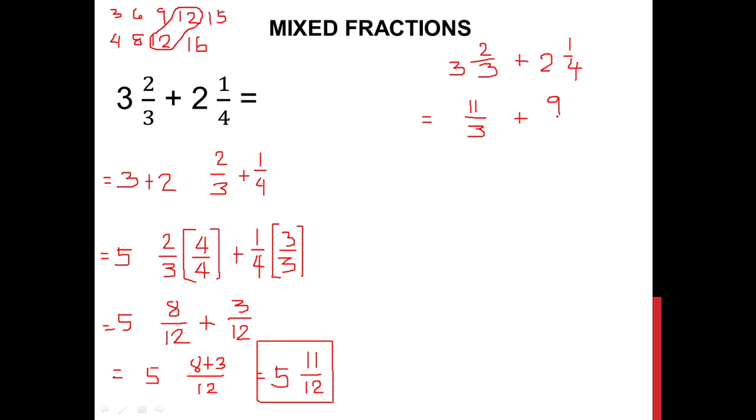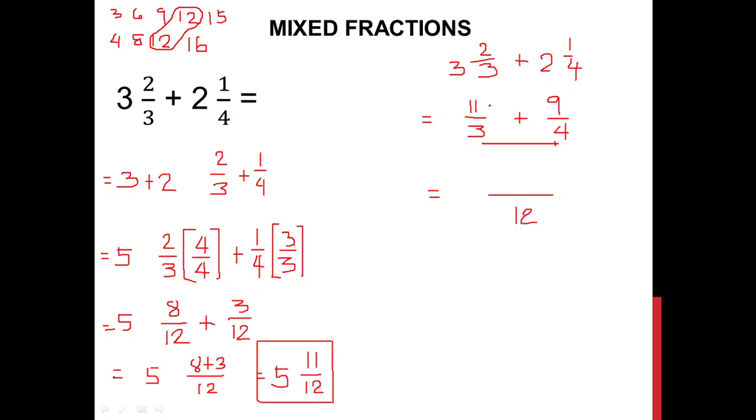So that's 3 times 3, 9, plus 2, you have 11 over 3, plus 2 times 4, 8, plus 1, 9 over 4. Now this time, I want to use the butterfly method here. So butterfly method, multiply the denominator here. So that's 3 times 4. So I have a common denominator now as 12.